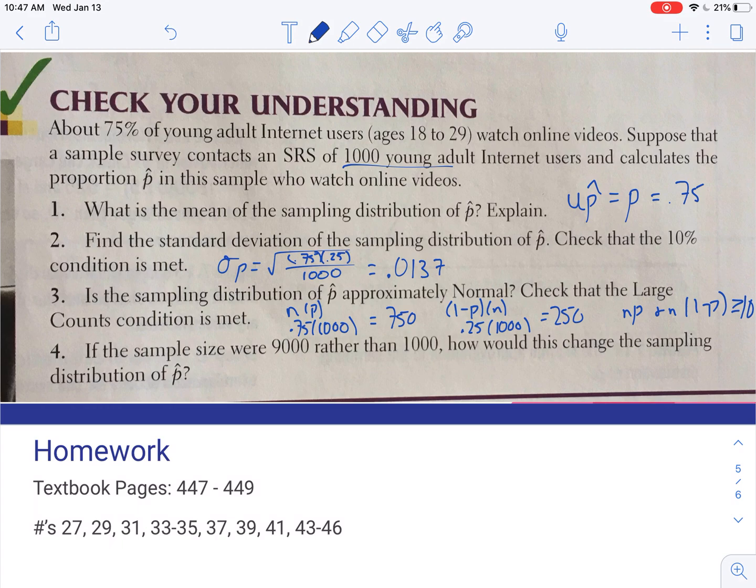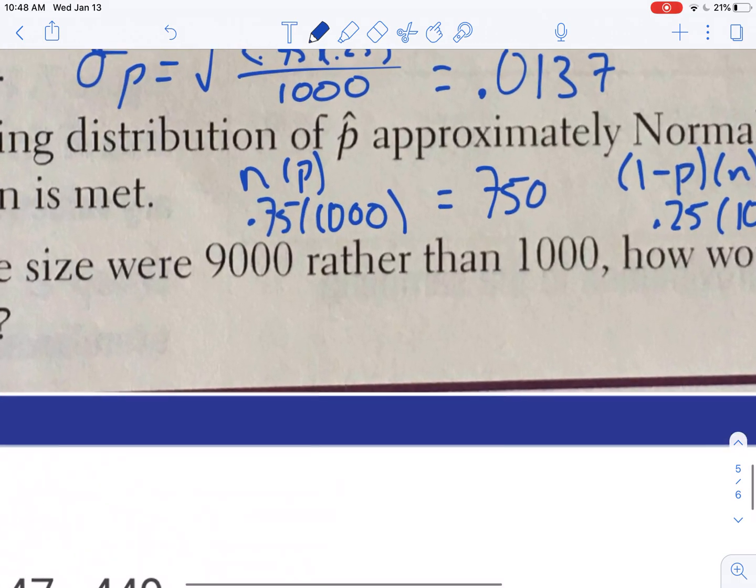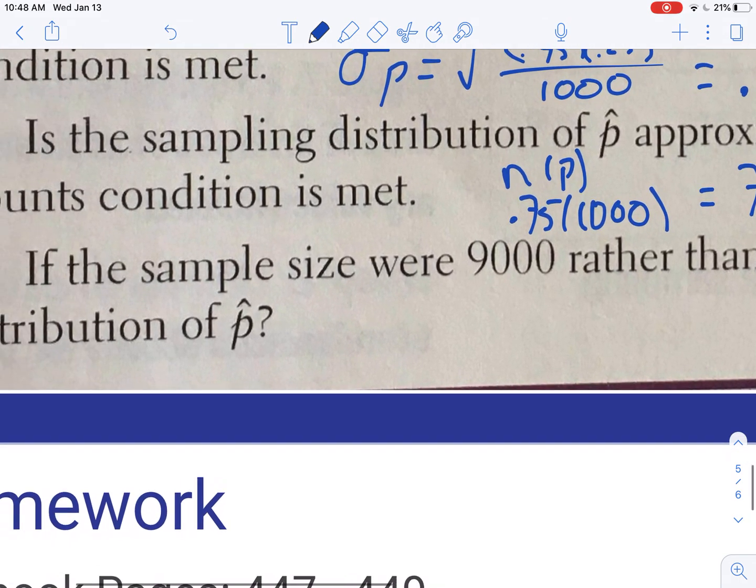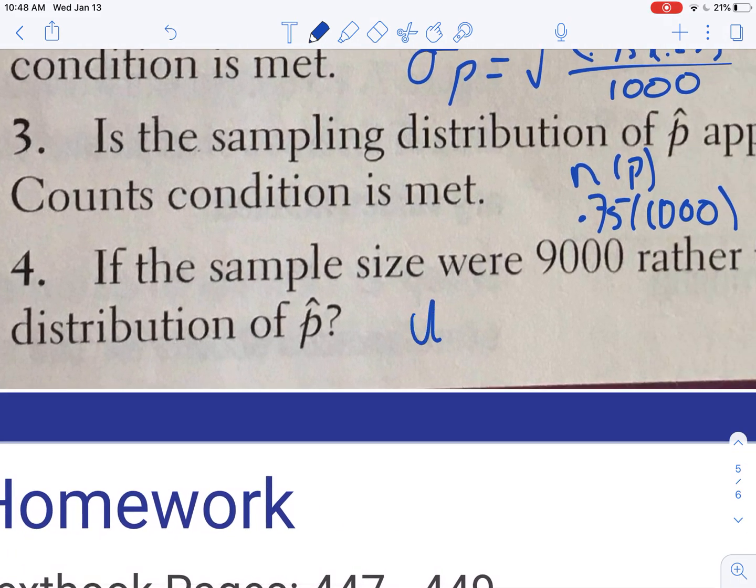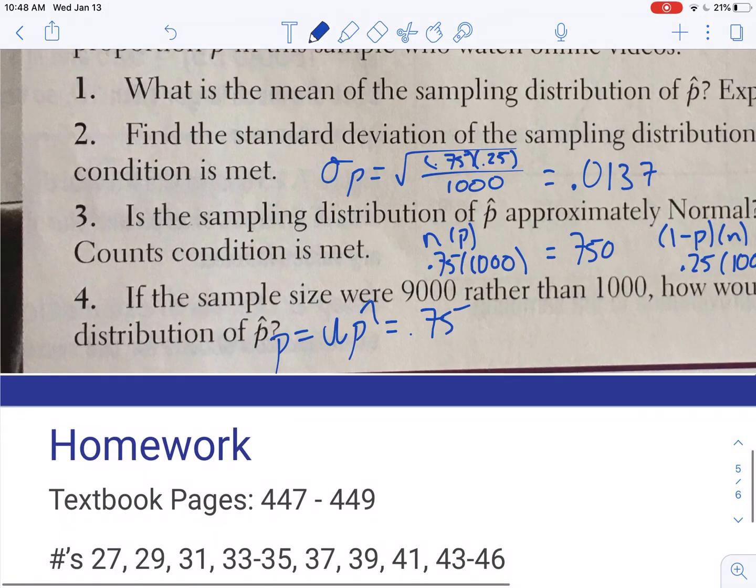Since our large counts condition is met, we're going to say that the sampling distribution is approximately normal. So if the sample size were 9,000 rather than 1,000, how would this change the sampling distribution? Since all we've done is create a larger number, we can still say the large counts condition is met very, very easily. So this is still going to be approximately normal. This is not going to change the mean. So the mean here is still going to be 0.75. It's always going to be equal to the proportion.